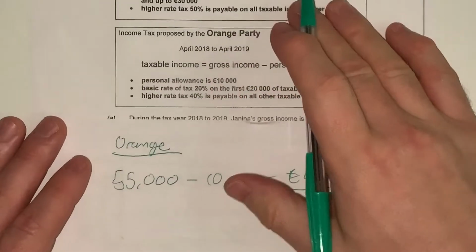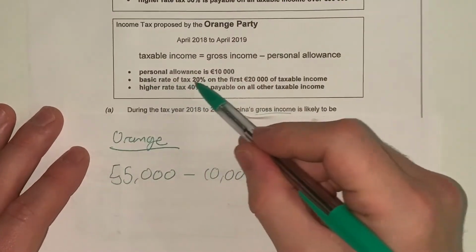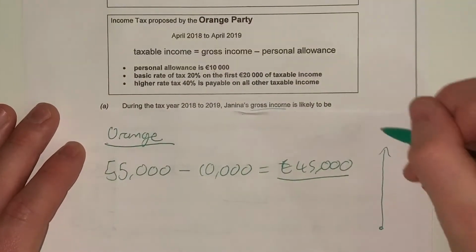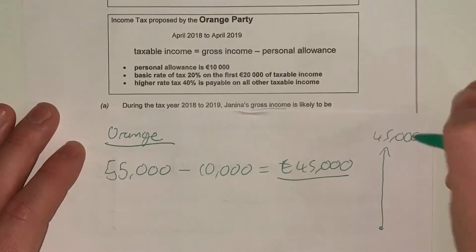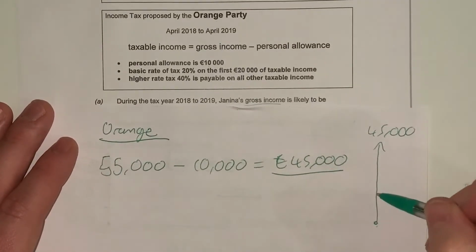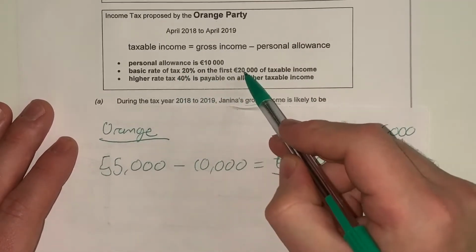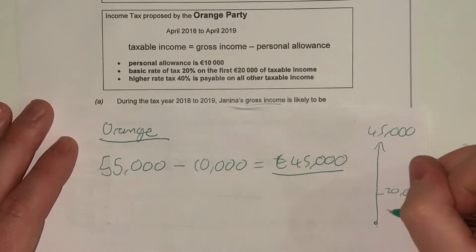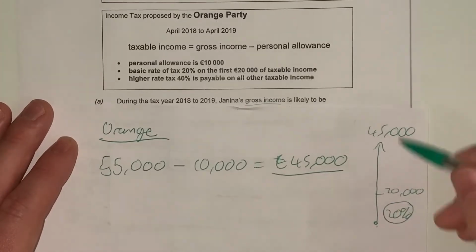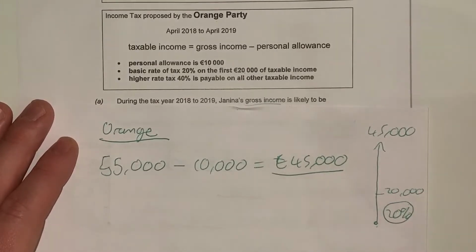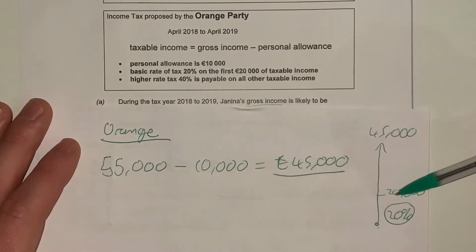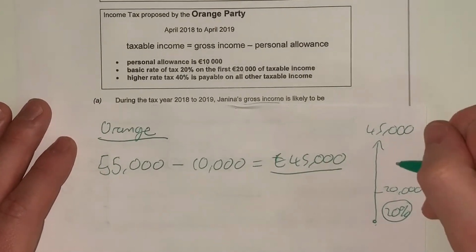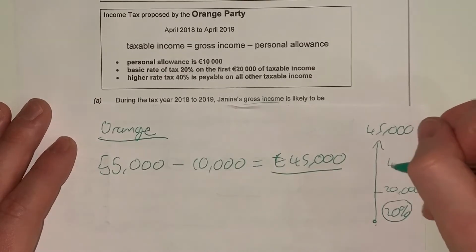And this time the picture is going to look slightly different. The basic rate of tax, 20% on the first. So again, we need to split up the 45,000 this time, because that's what's left. From 0 up to 20,000, they're going to take off you 20%. And then everything over that, so the higher rate is everything over 20, from here all the way up to the 45, is going to be 40%.